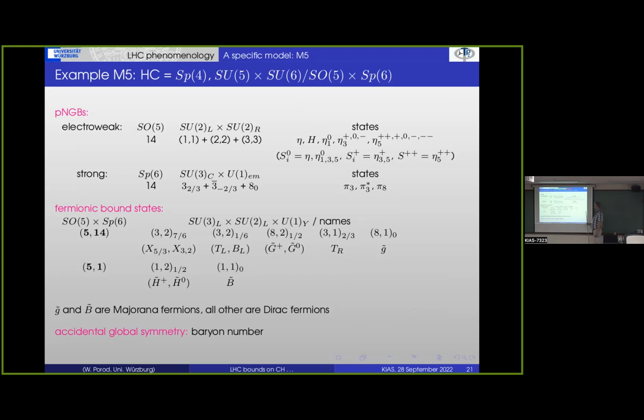I was wondering which one is the dark matter candidate in this. Here, I will come to this point. It's not in the scalar sector, actually, in this particular model. Okay.